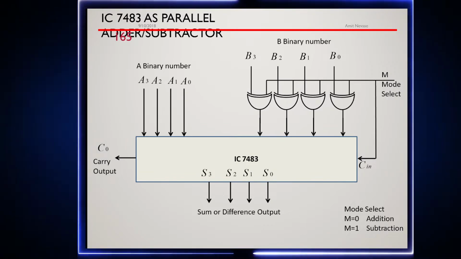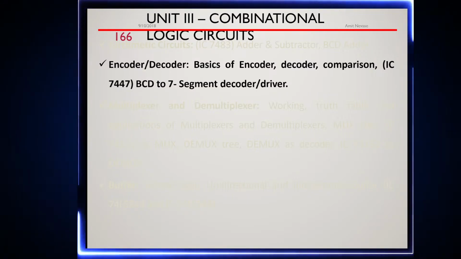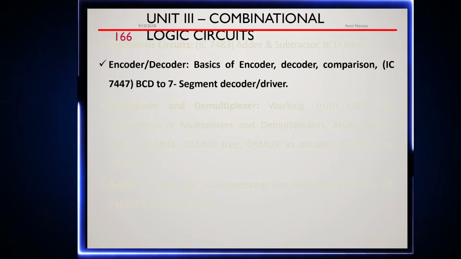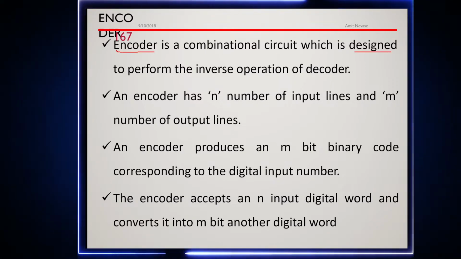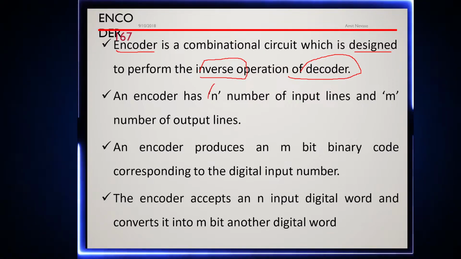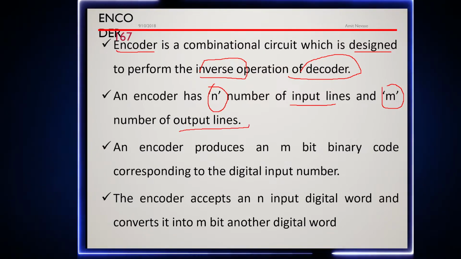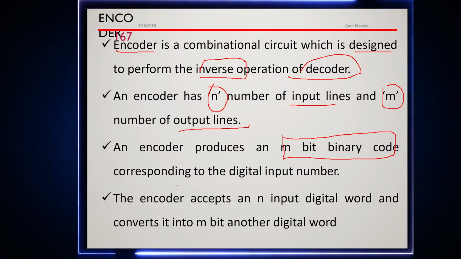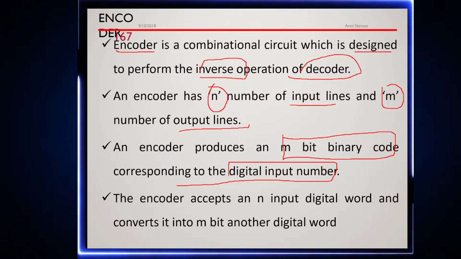Okay. Now let's move on to see the next combinational logic circuit, which is an encoder, right? And then we will also see what a decoder is. Let's start with an encoder. An encoder is a combinational circuit which is designed to perform the inverse operation of a decoder. An encoder has n number of input lines and m number of output lines, right? An encoder produces an m bit binary code corresponding to the digital input number, right?